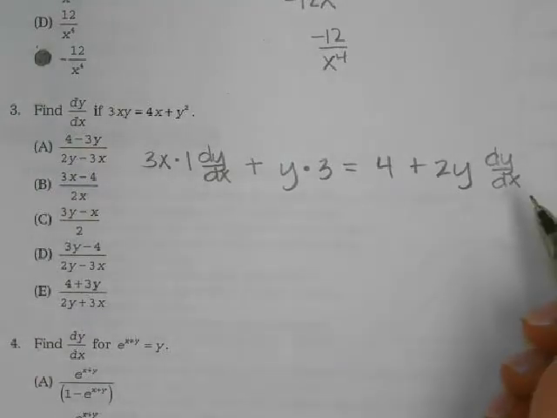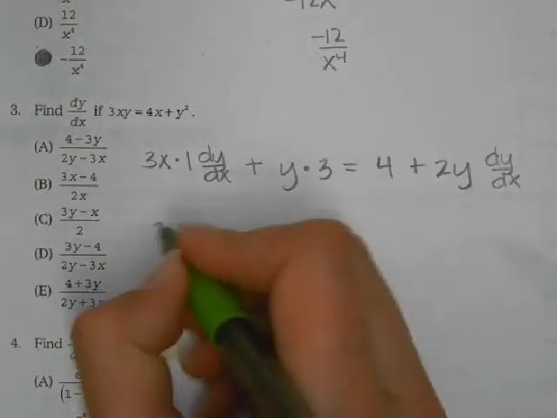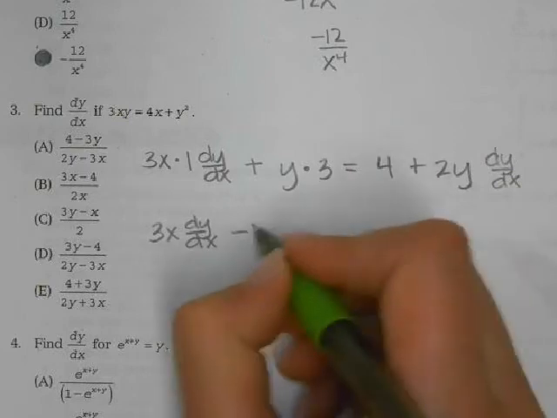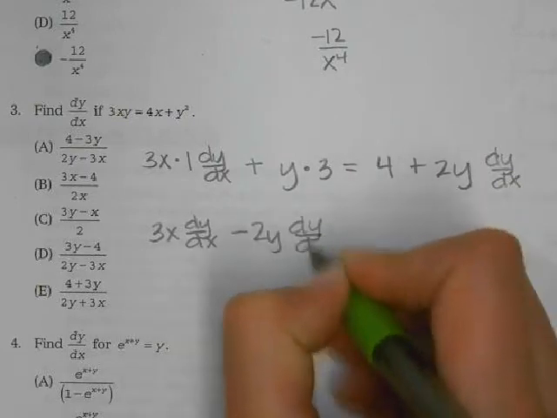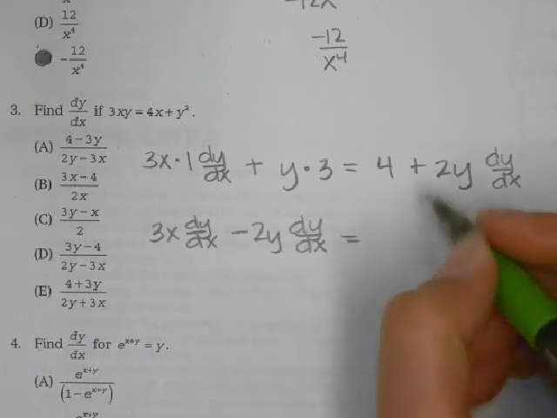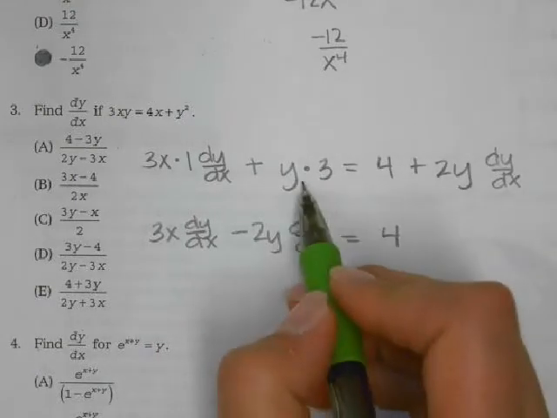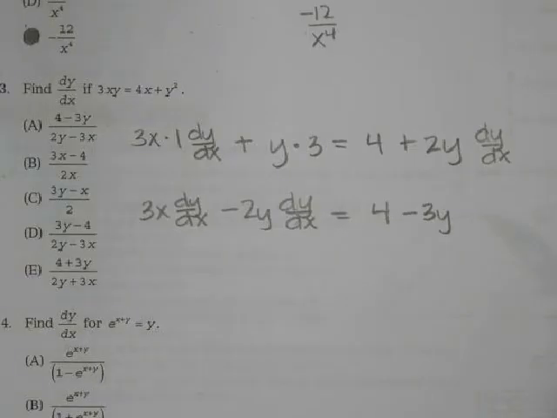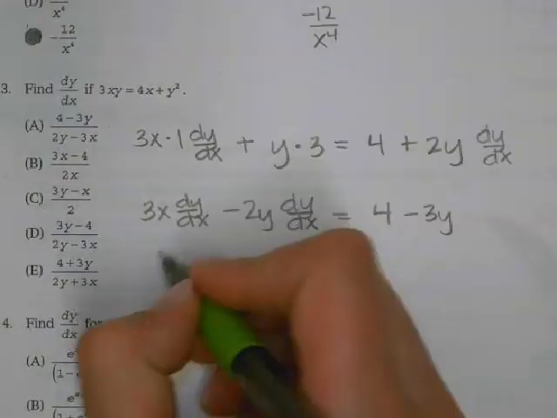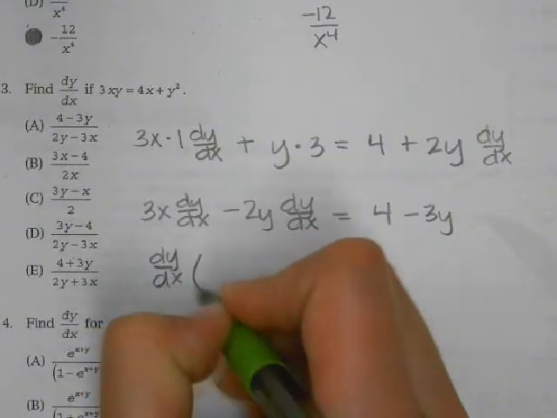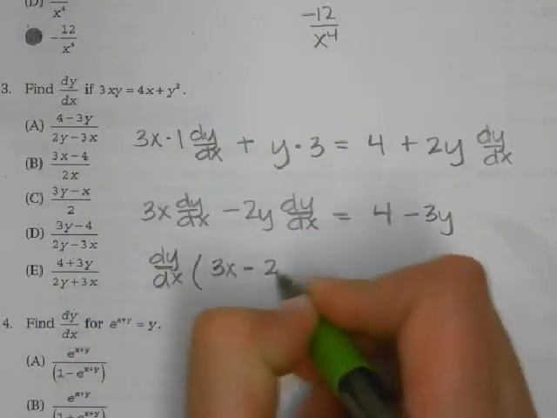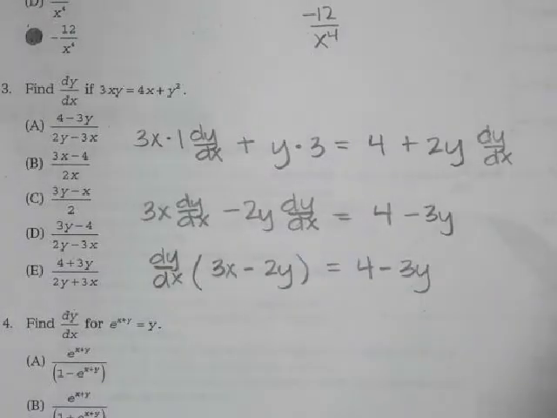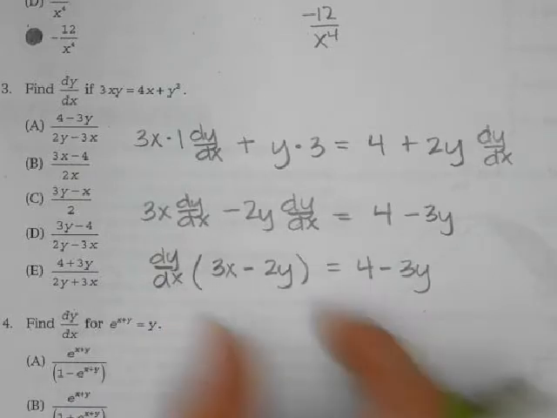So what I did next is I left the 3x dy/dx on the left side, and I subtracted the 2y dy/dx over to the left side. And then on the right side, I left the 4, and I subtracted the 3y over to the right side. So now I can factor out that dy/dx. And that gives me 3x minus 2y. And then I went ahead and I took that whole parenthesis and just divided it over.